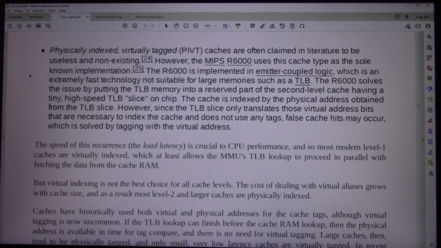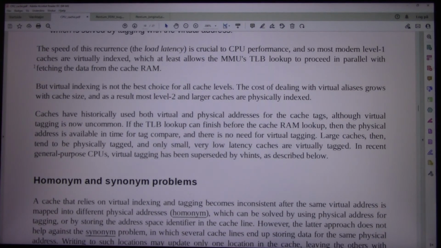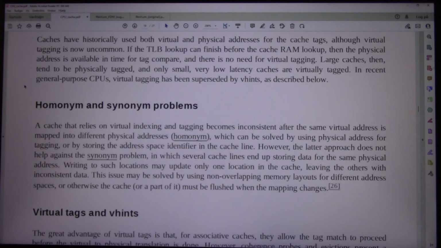The speed of this recurrence, the load latency, is crucial to CPU performance, and so most modern level 1 caches are virtually indexed, which at least allows the MMU's TLB lookup to proceed in parallel with fetching the data from the cache RAM. But virtual indexing is not the best choice for all cache levels. The cost of dealing with virtual aliases grows with cache size, and as a result most level 2 and larger caches are physically indexed. Caches have historically used both virtual and physical addresses for the cache tags, although virtual tagging is now uncommon.